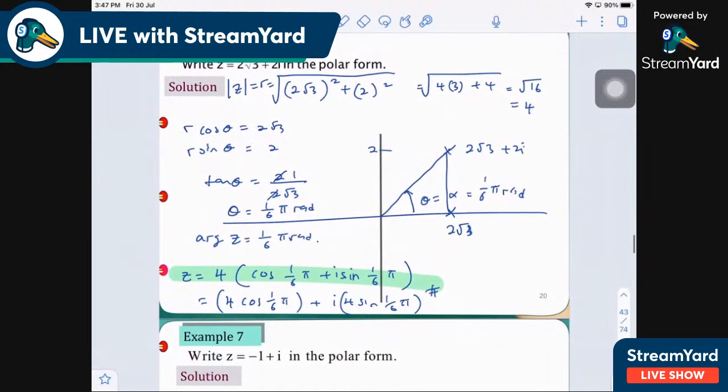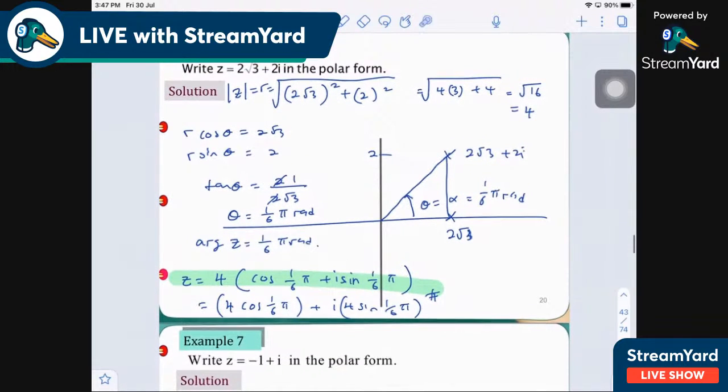If you don't believe, you can press right now 4 cos 1 over 6 pi. Tekan lah. You must get back 2 root 3, or in decimals if your calculator doesn't support fraction functions. But if you press 4 sine 1 over 6 pi, you will definitely get back 2i over there. Okay, saya harap faham semua.